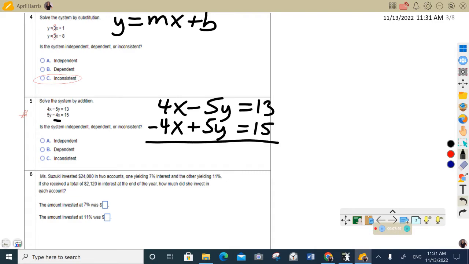And now when you add vertically, you're going to notice that both the x and the y's cancel. And when both variables cancel, you have a special case. It's either no solution or infinitely many solutions. And when we add these two equations vertically, we get 28 on the right, and 0 does not equal 28, never does, never will. So that's going to be no solution and inconsistent. We also know that these lines are parallel if we were to graph them because there's no solution.